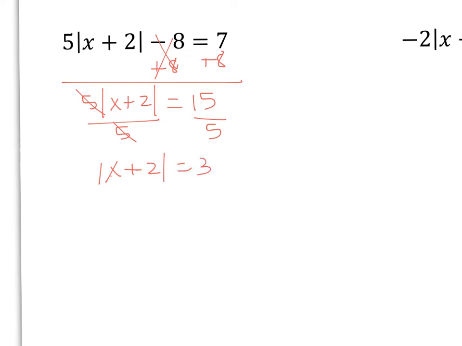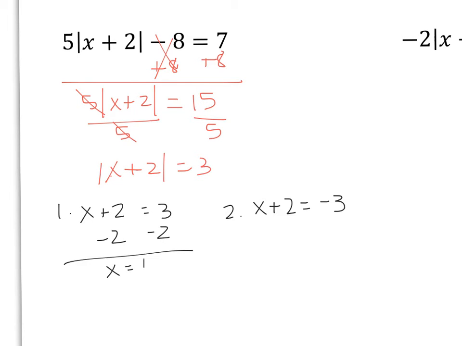equals 3. So now the two cases I can set up are x plus 2 equals 3, and then the second case is x plus 2 equals negative 3. And I'll solve both of these equations and get x equals 1, and then here I get x equals negative 5. So my two solutions are 1 and negative 5.